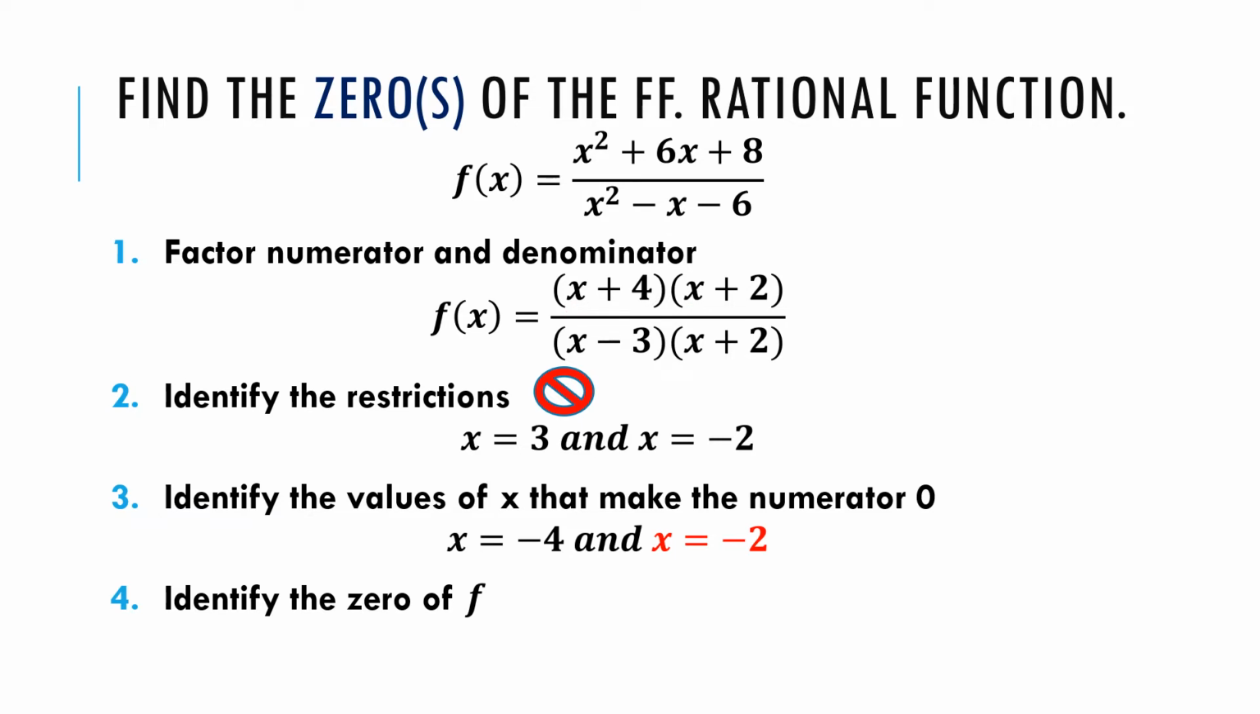So, ang zeros daw ng rational function, ito yung mga sagot sa step number 3, na dapat hindi siya restrictions. Okay? So, dito, makikita natin naka-red yung x equals negative 2. Bakit? Kasi restriction siya. Ibig sabihin, hindi siya 0. Bakit siya naging restriction? Kasi nandito siya sa step number 2. That means, hindi siya 0. Ang 0 lang natin dito is yung x equals negative 4. So, that's it.